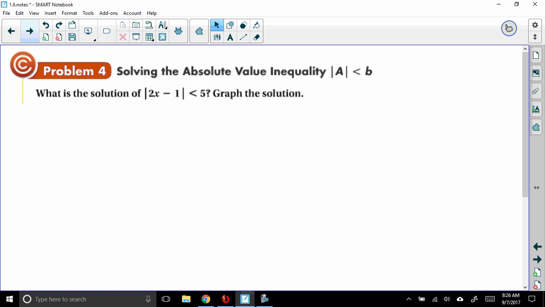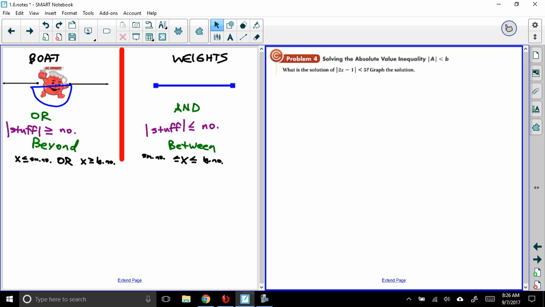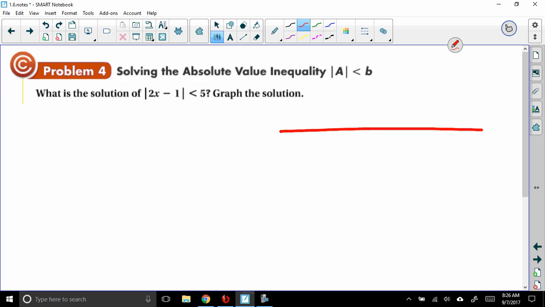Solving the absolute value inequality where the absolute value of something is less than some number. Right off the bat, who can tell me what the graph of our solution set is going to look like? Oars or a barbell? The absolute value of some stuff is less than a number. Oars or a barbell? It's going to be the barbell, right? Okay. So our answer is going to be looking like this when we're done.